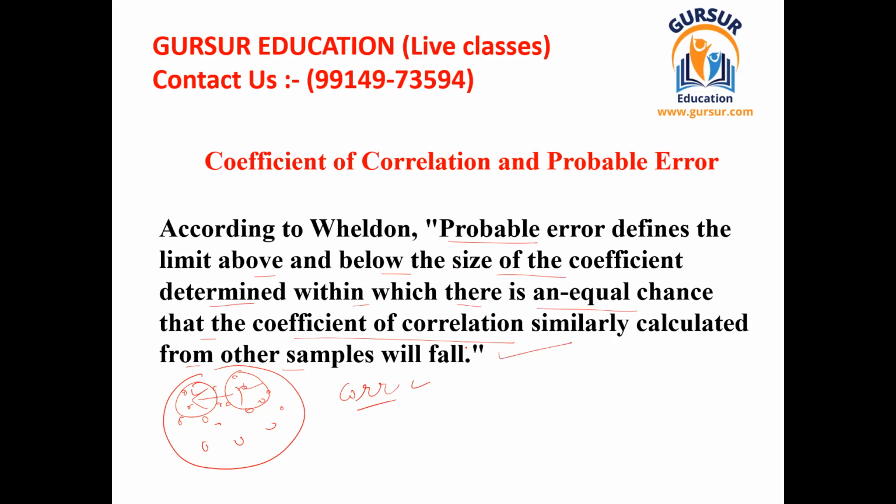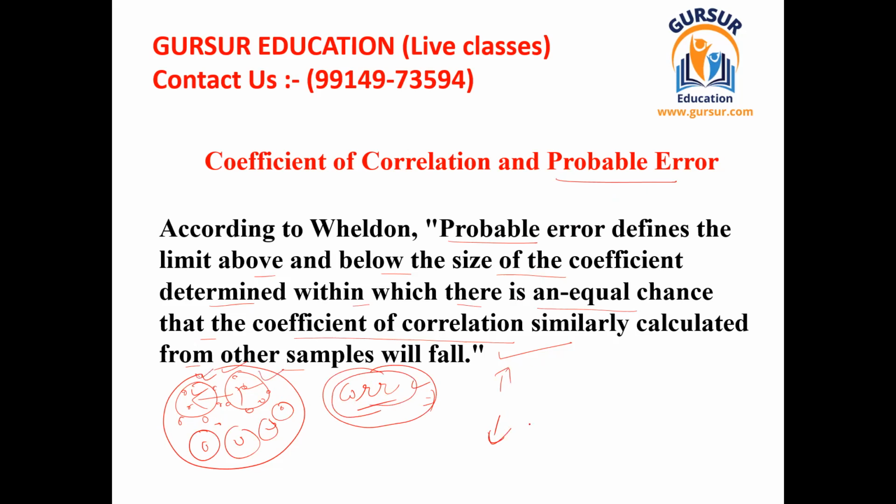Let us understand this deeply. We have found the correlation from these two values only. We have left all the rest. Probable error is the value which tells the above and below limit of this value at which the correlation of other samples shall fall. So this is very simple to understand. This probable error means an upper and lower limit of the correlation found for two variables.